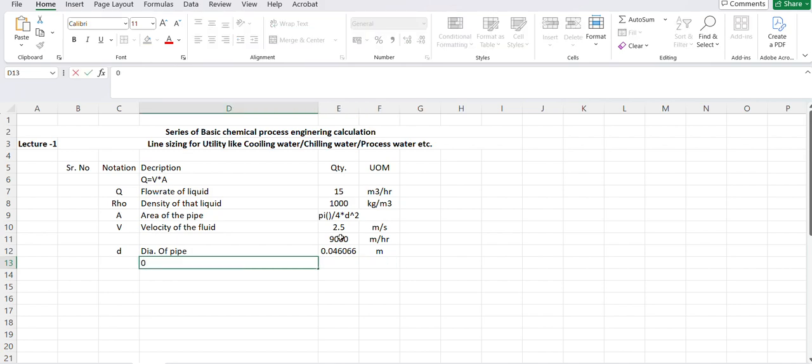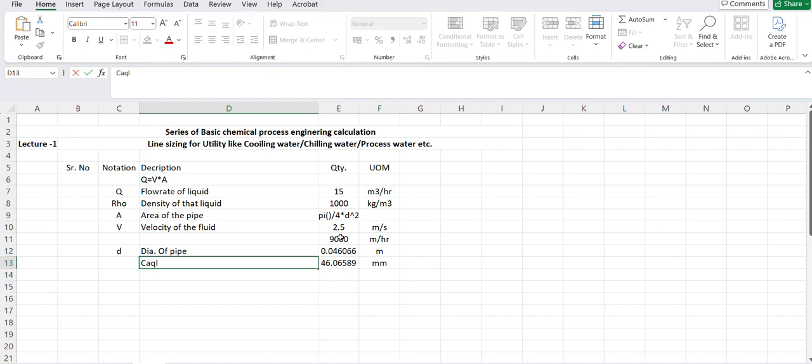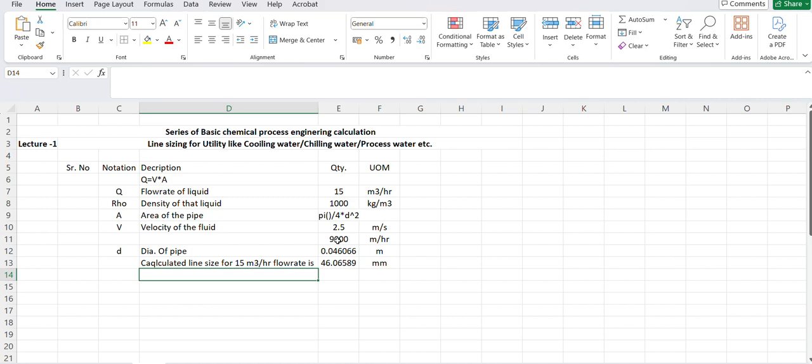We can convert that length by simply multiplying by 1000 into mm. That means we have calculated line size for 15 meter cube per hour flow rate is 46 mm. We can consider it as a 50 mm round off, as this is standard of the piping. In a similar way, you can check for the different flow rates and the different fluids.